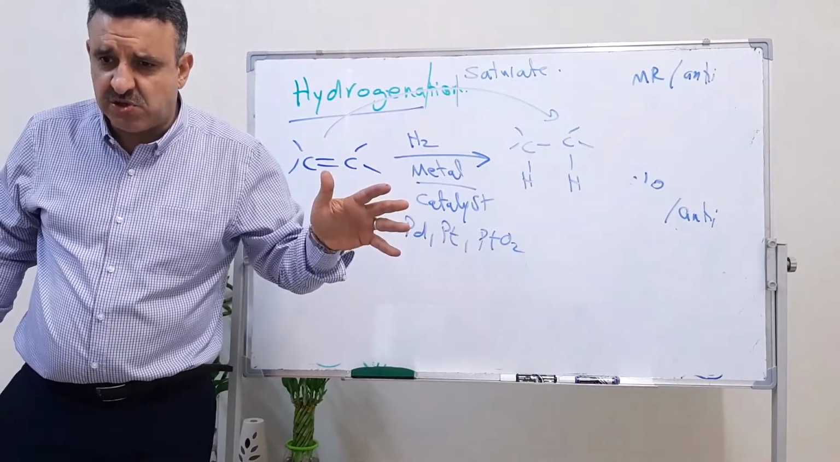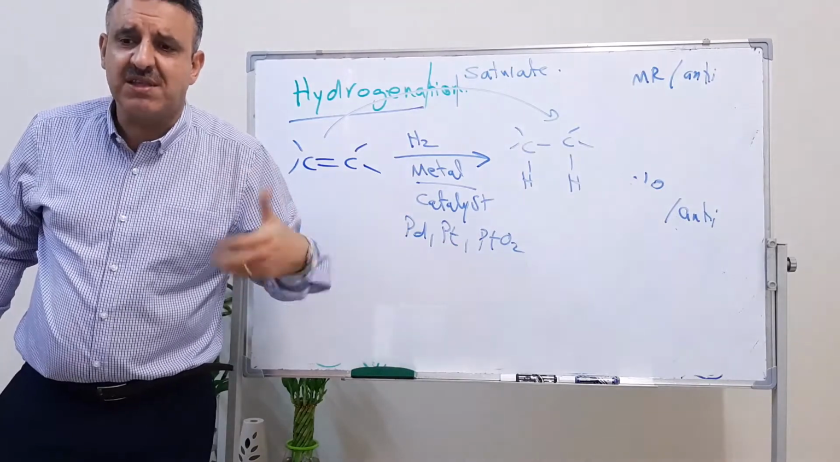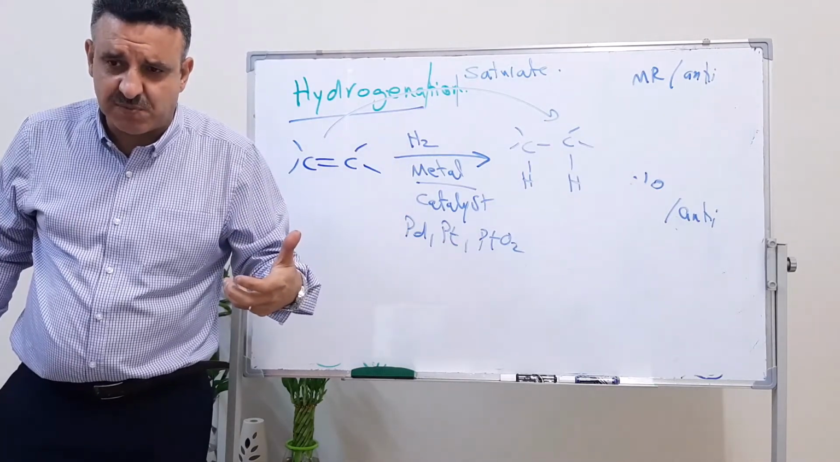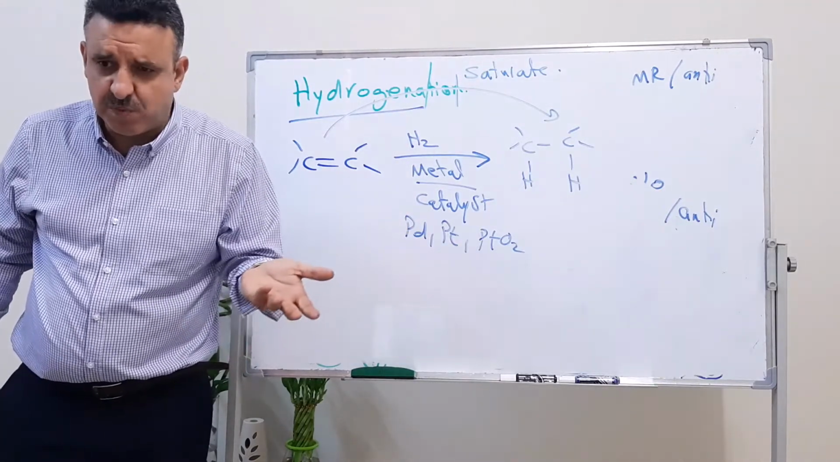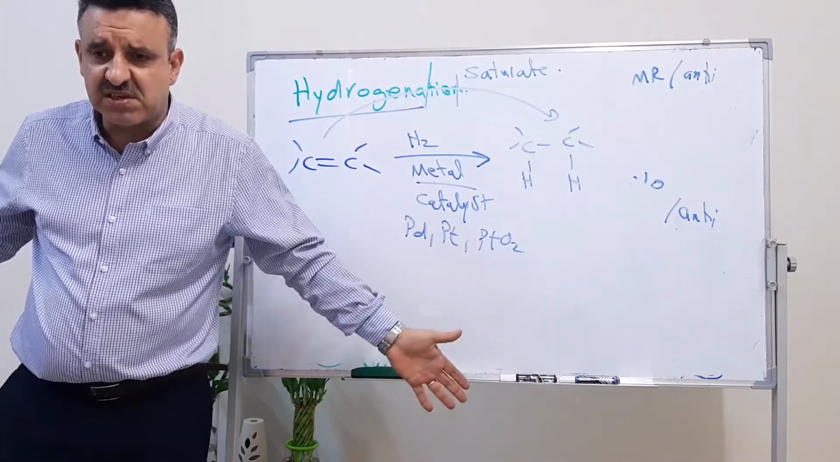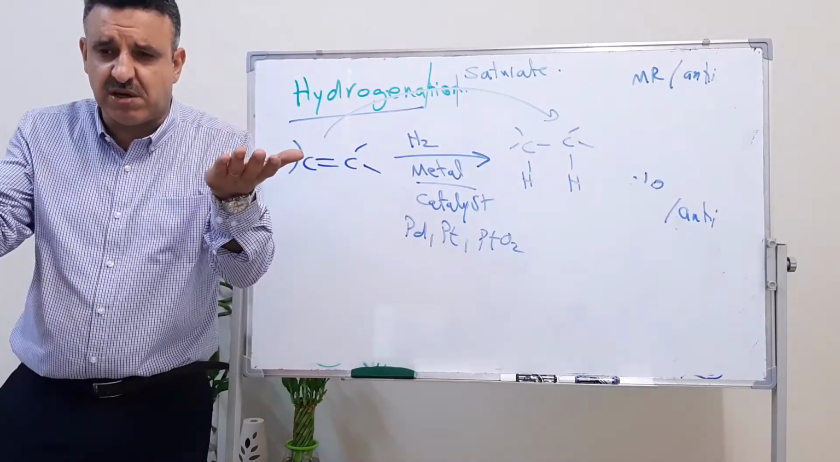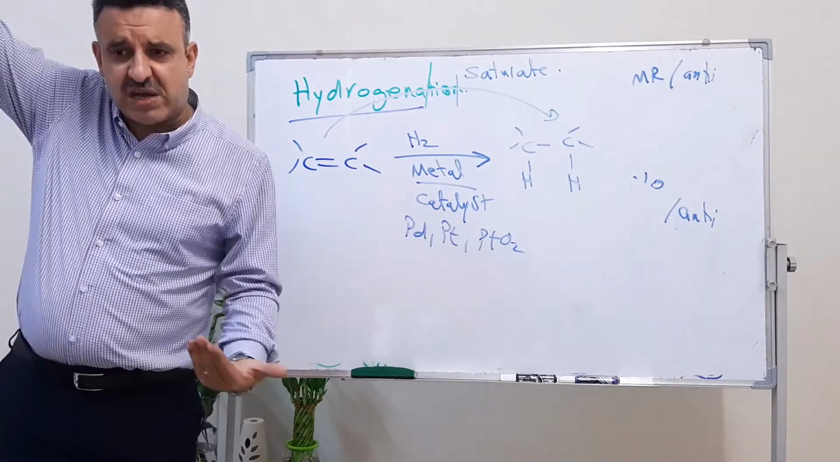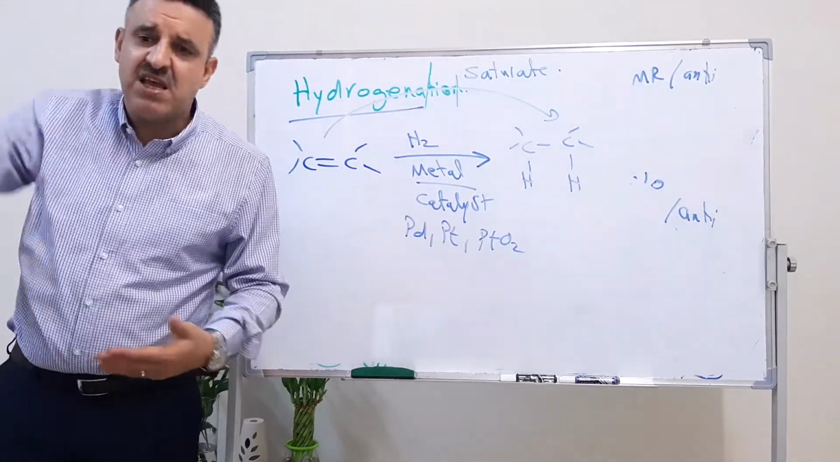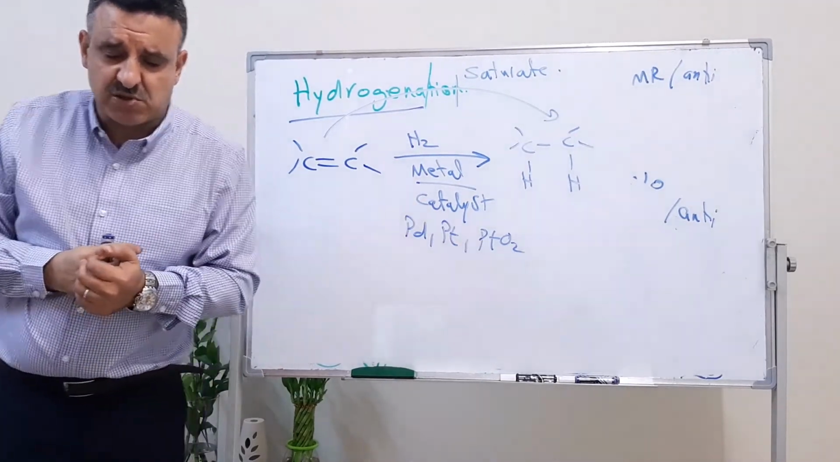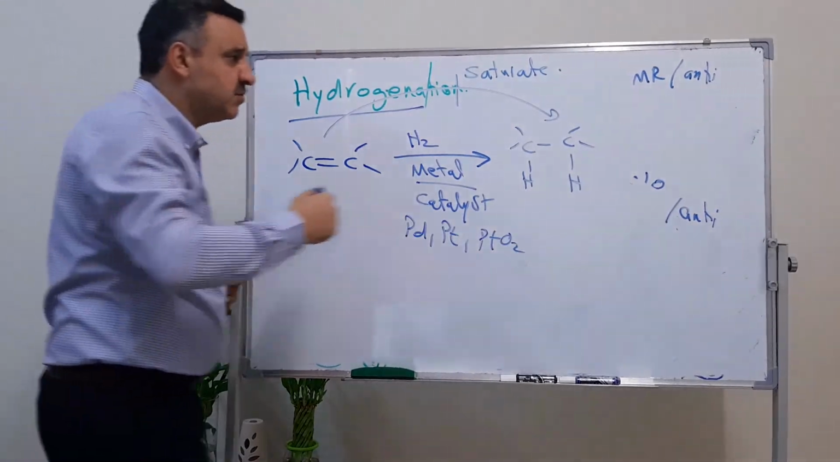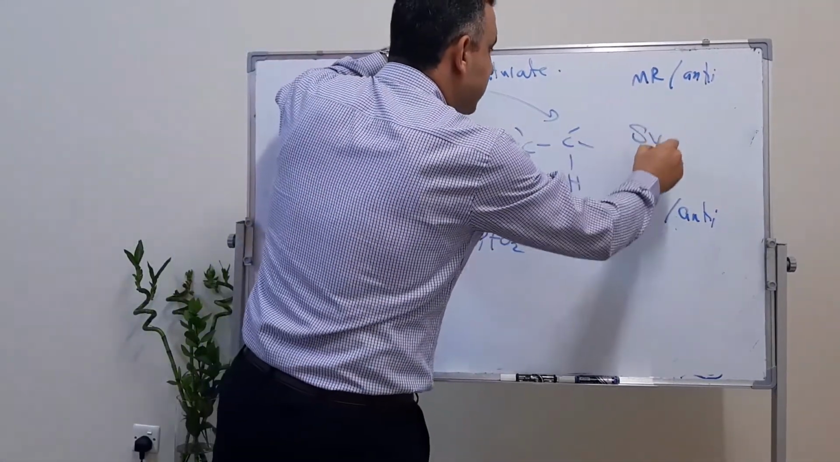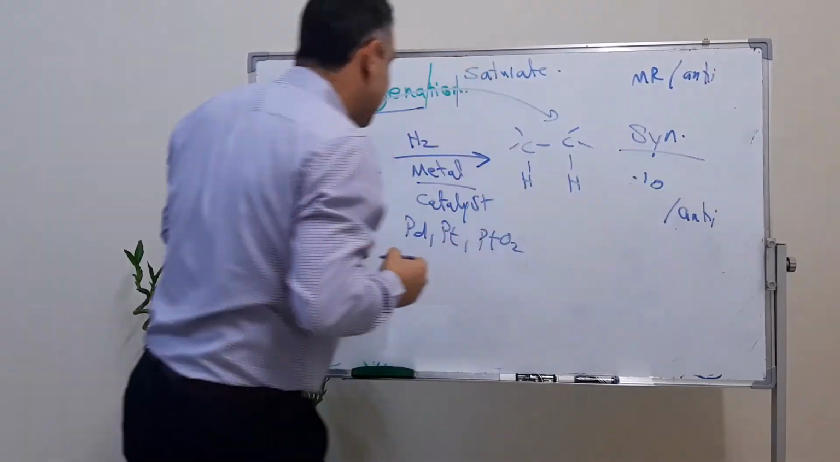The only thing we should ask ourselves is, what about the stereochemistry of adding these two parts? Are they going to add themselves from the same face? In this case, we are talking about syn. Or are they going to add themselves from opposite faces? In this case, we are talking about anti. In this case, we have a syn addition reaction. Remember that it is a syn addition reaction.